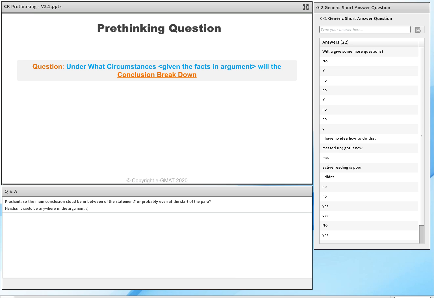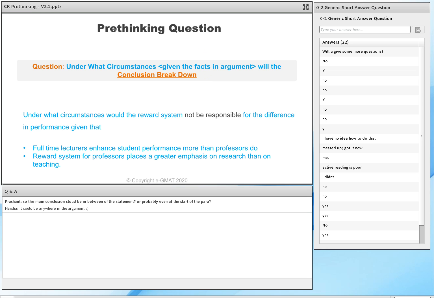So we're going to translate this question into this argument. And this has 2 parts here. The first is the conclusion breakdown criteria, and the second is given the facts in the argument. And every question will have these 2 parts. So remember, first was the conclusion breakdown criteria. Second was my given the facts in the argument. So what does 1 translate to? Under what circumstances can we not blame the reward system? So this 1 translates to this.